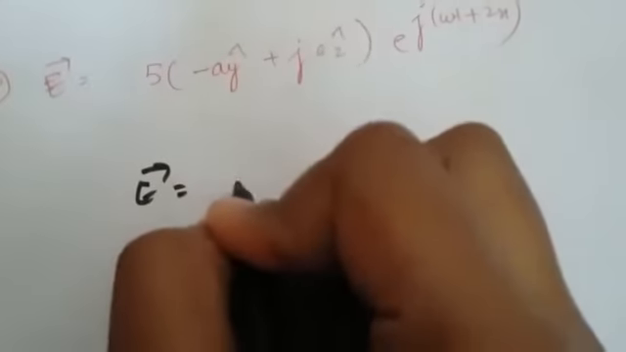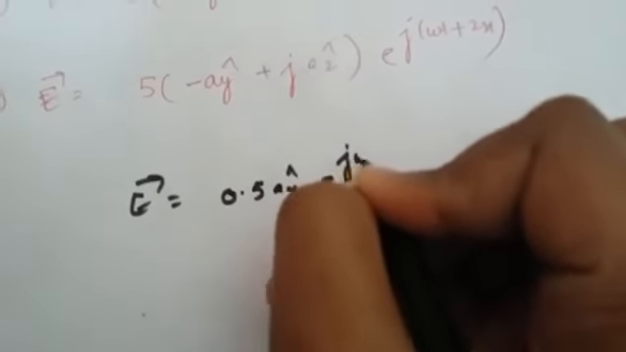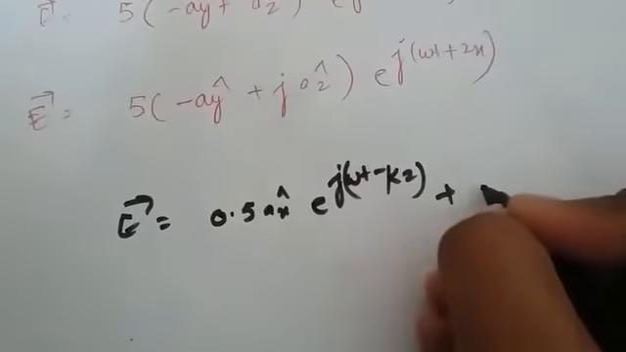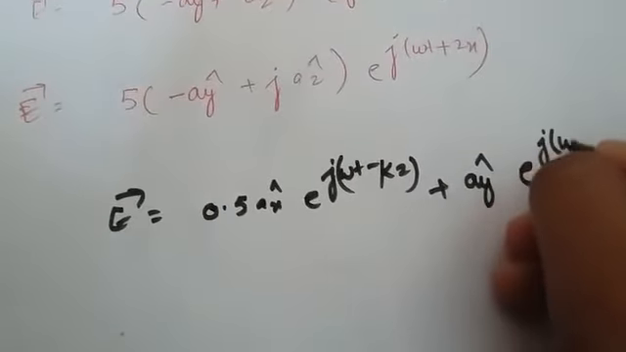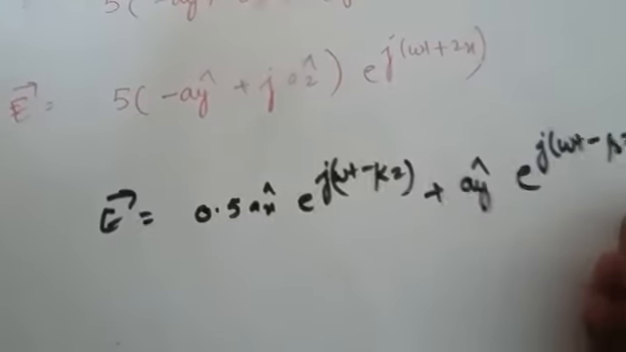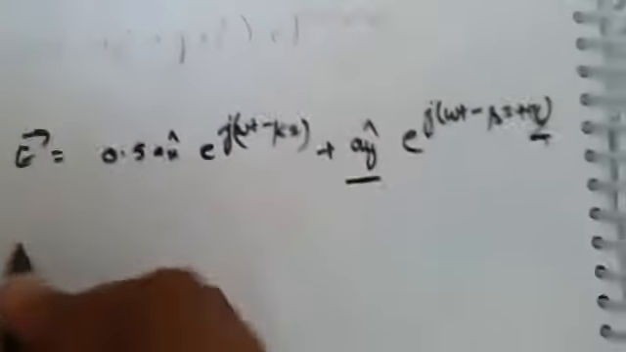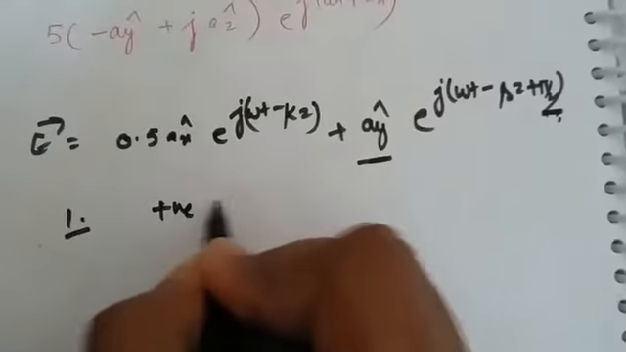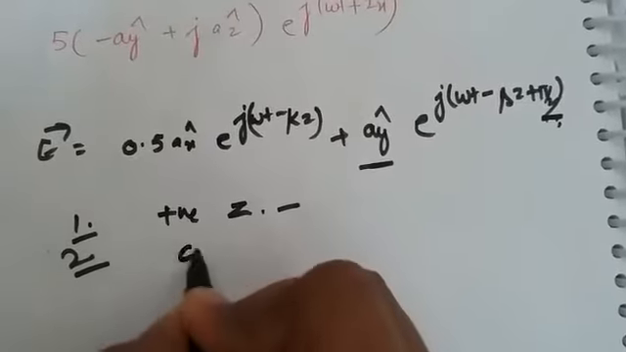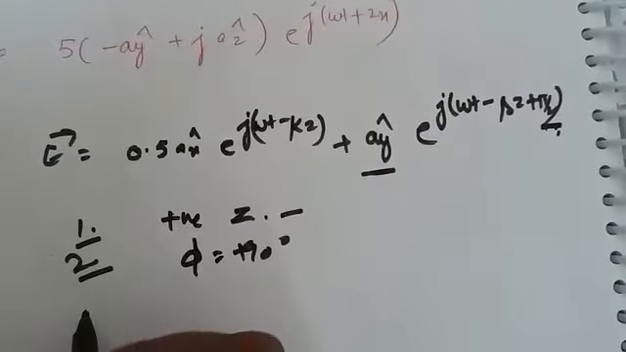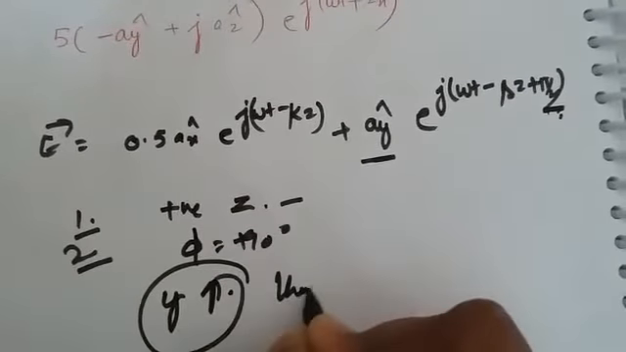And the second thing, you identify the phase difference. There is a phase of pi by 2 here, because we can open it like that. E is equal to 0.5 ax cap e to the power j(omega t minus kz) plus ay cap e to the power j(omega t minus beta z plus pi by 2). Okay, I have opened this equation like that. So it means the y component is 90 degrees ahead of the x component, right? So first we write that the wave is propagating in the positive z direction. Second, the phase difference is positive 90 degrees, and which one is leading? The y component is leading over x.